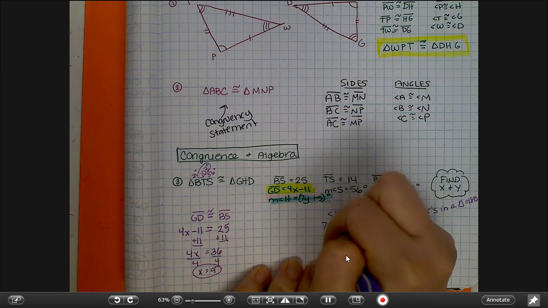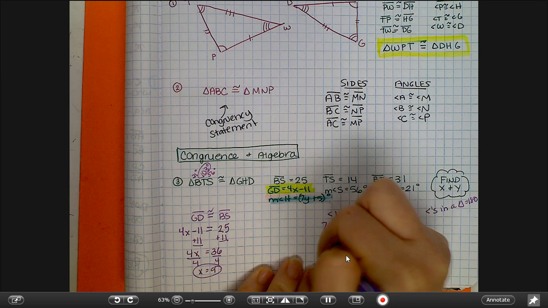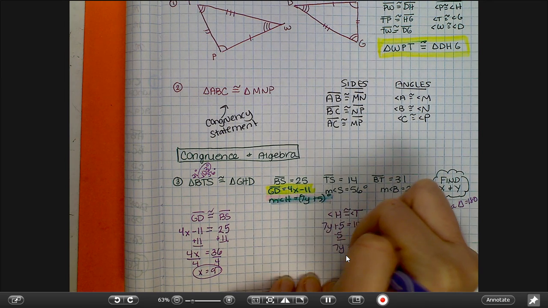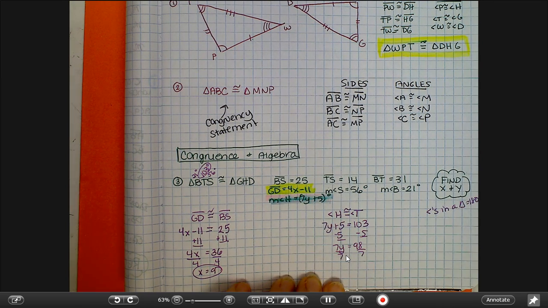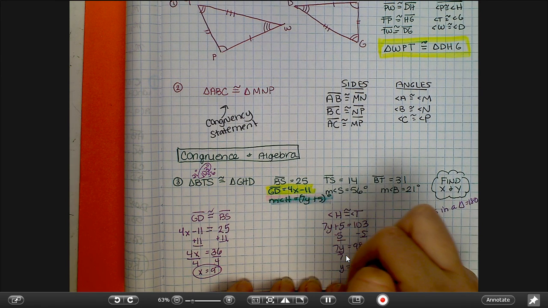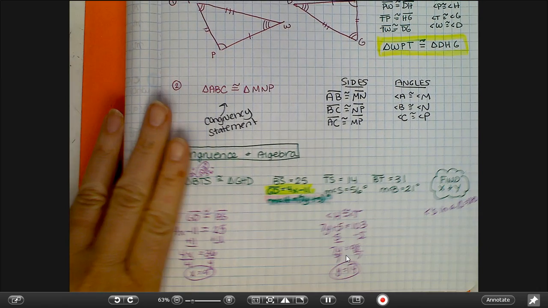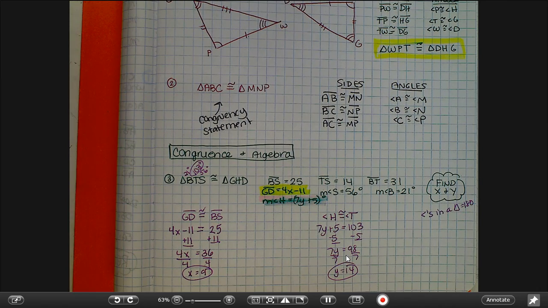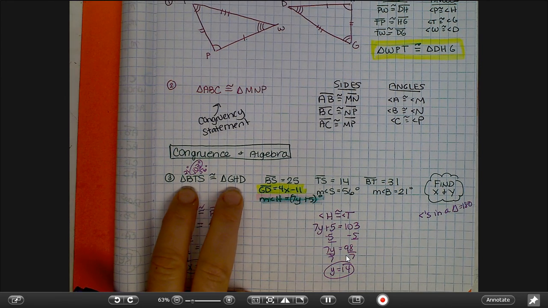All right, and then we're just going to solve that tiny little guy. It looks like we got it right because this is going to come out nicely, but that's not required. 14. So you don't even need a picture of the diagram to solve a problem like this. You just need to use the congruent statement to help you.